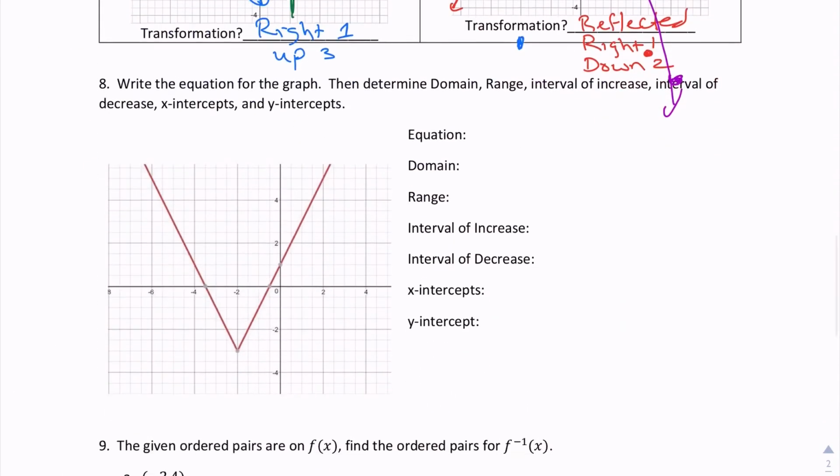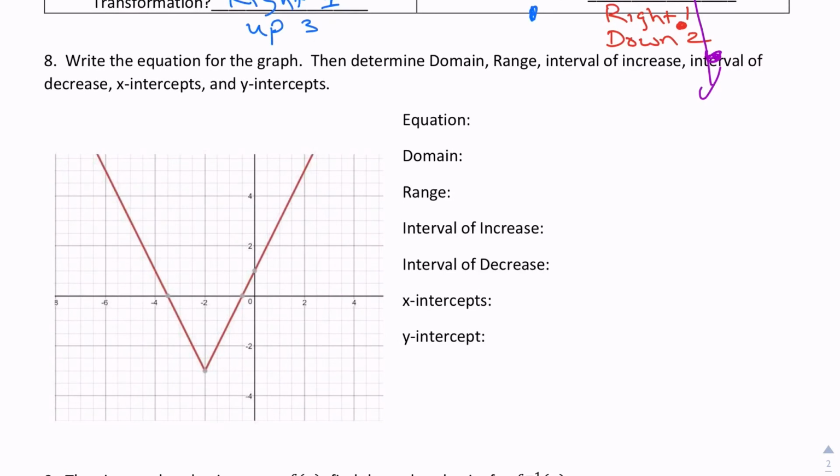Okay. Now, writing an equation from a picture. We should start with what is this, right? So this is absolute value. We didn't have that part on the review, but I'm going to add it. So it is an absolute value graph.